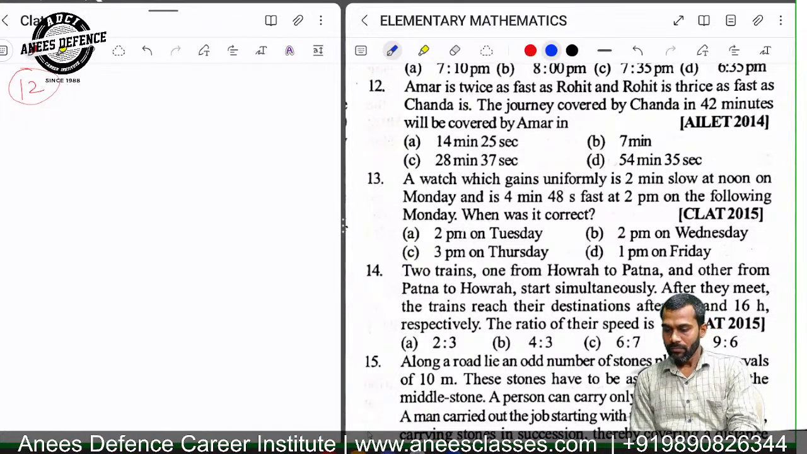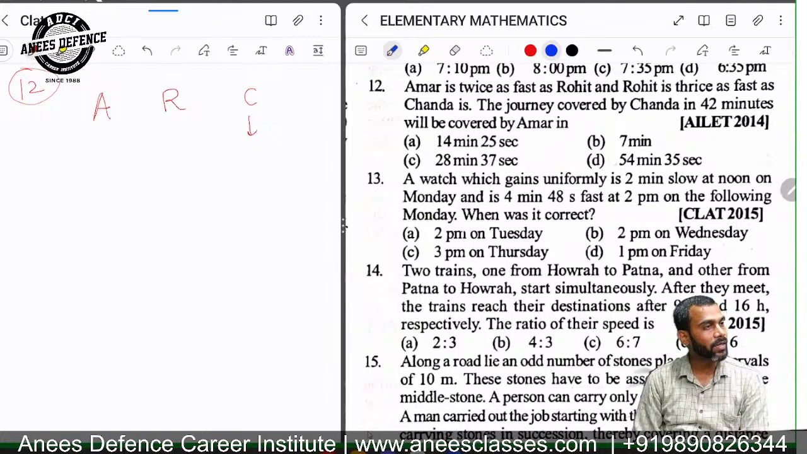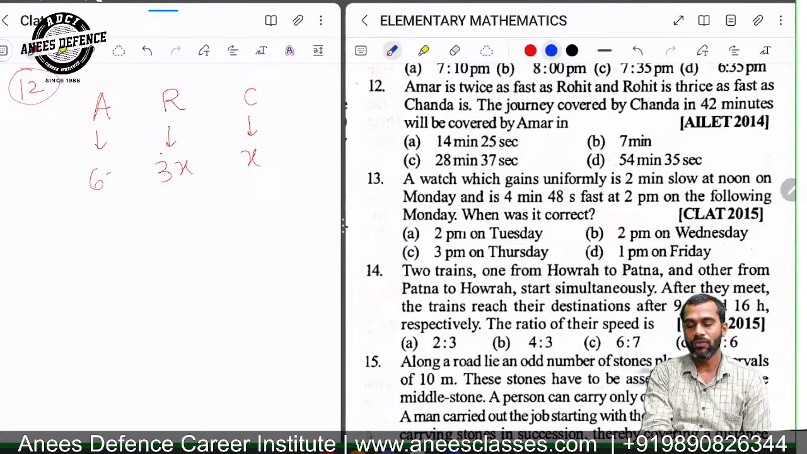See, very easy. We have to start from the end. Amar is twice as fast as Rohit, and Rohit is thrice as fast as Chanda. So we have to consider the speed of Chanda. Yes or no? So see, A, R, and C. Let us assume that the speed of C be x. So Rohit is thrice as fast as Chanda, so the speed of Rohit would be 3x, and Amar is twice as fast as Rohit. Yes. So this is the speed.